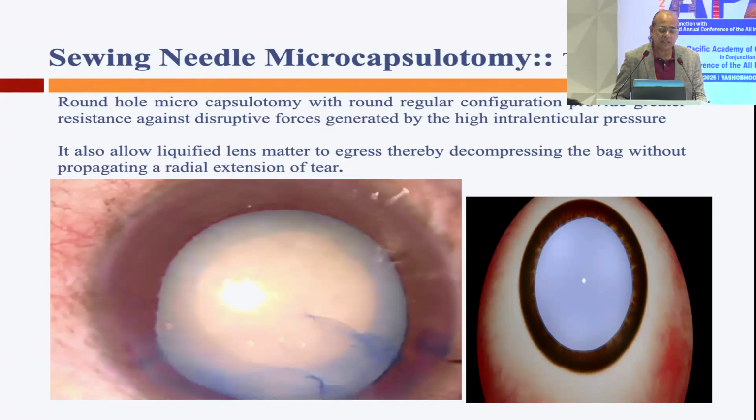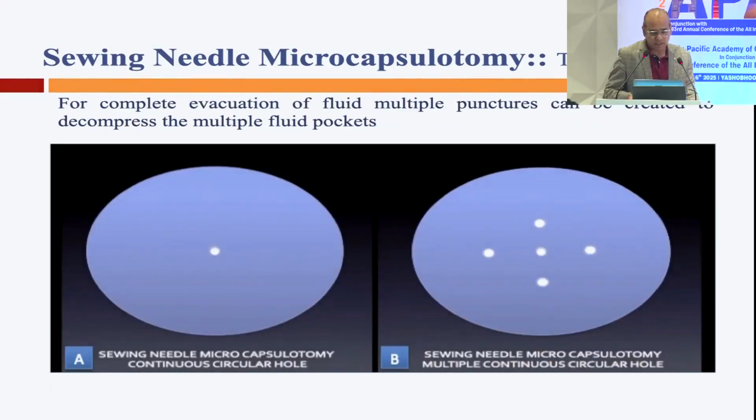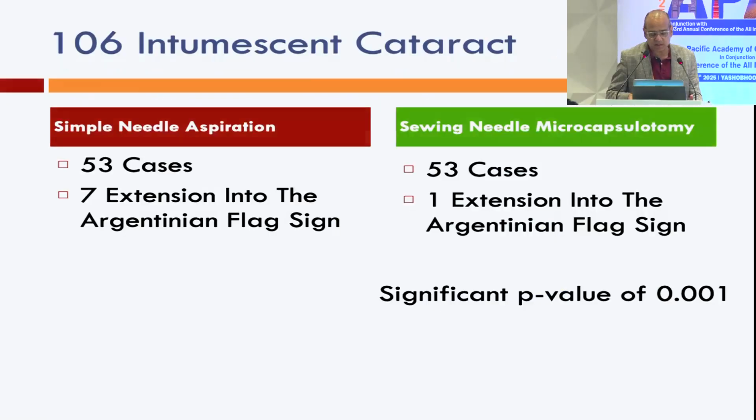And we also did a clinical trial, the world's first such clinical trial, comparing sieving needle microcapsulotomy versus simple needle aspiration, and there was a significant p-value difference of 0.001. So it's a very effective technique and can be easily done by anyone. For complete evacuation of fluid, multiple punctures can also be created. There were 7 extensions into the Argentinian flag sign using simple needle aspiration, whereas only 1 extension was seen.